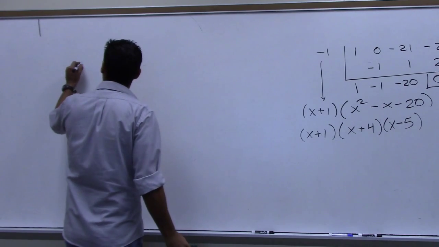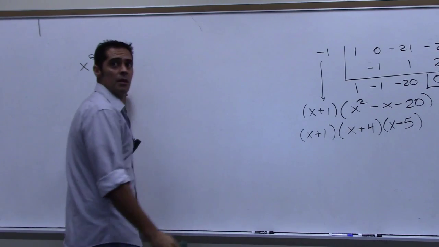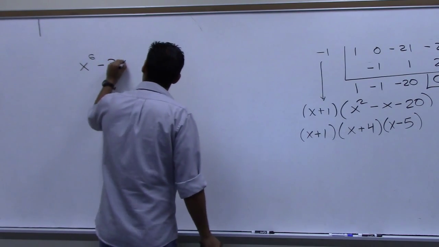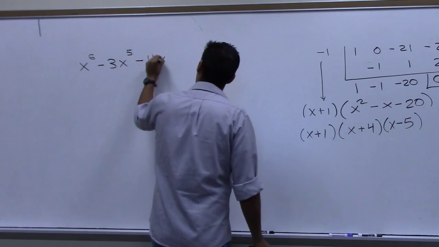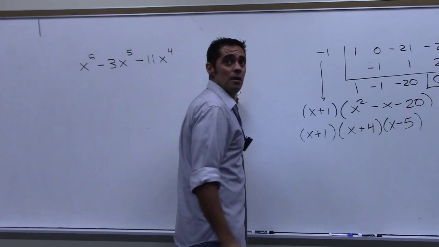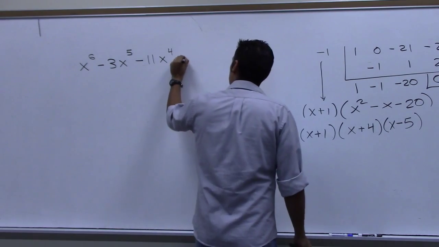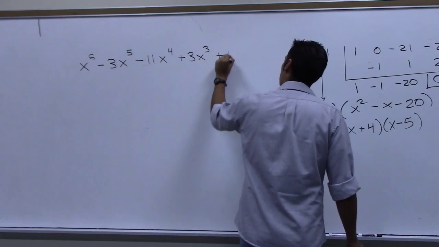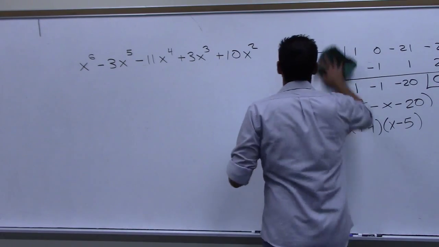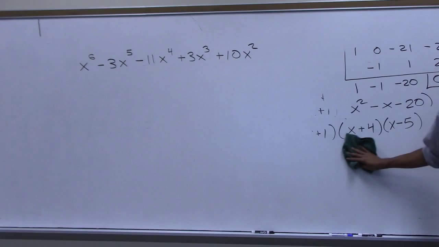All right, the next one: x to the 6th minus 3x to the 5th minus 11x to the 4th plus 3x cubed plus 10x squared. So the instructions on these are to factor, right? That's what I'm trying to do.